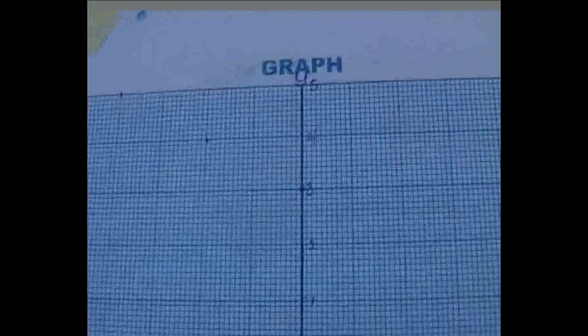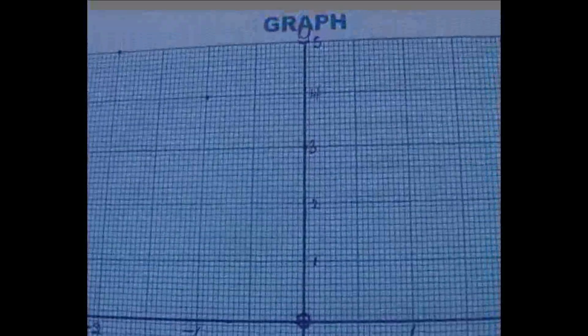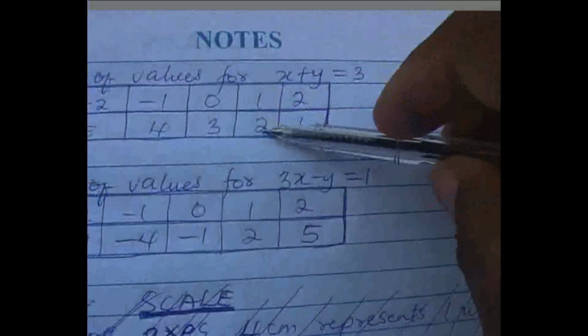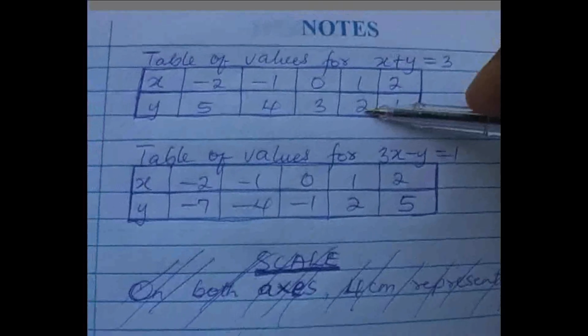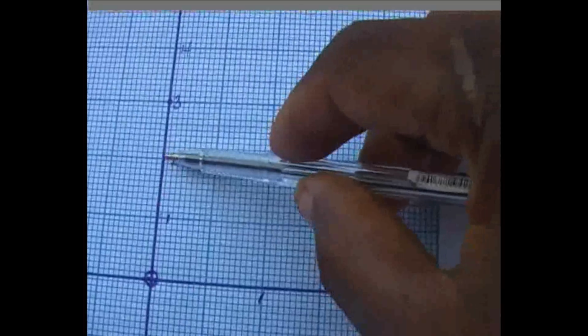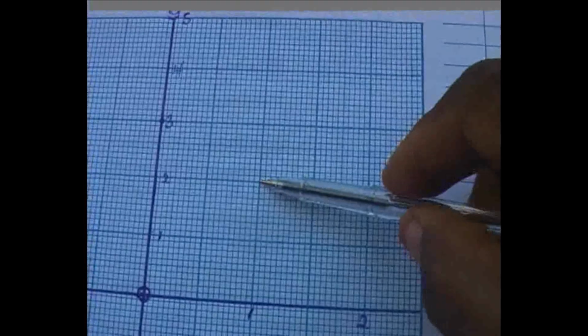The next value is 1 and 2. 1 for the value of x and 2 for the value of y. So this is 1, the value of x, and 2, the value of y. So the two lines meet here. So you're going to put the next point at this place. So put it.